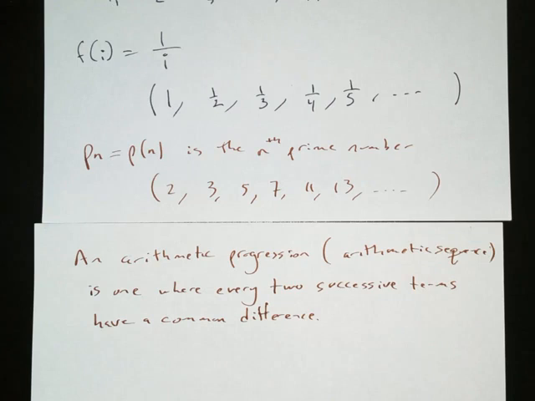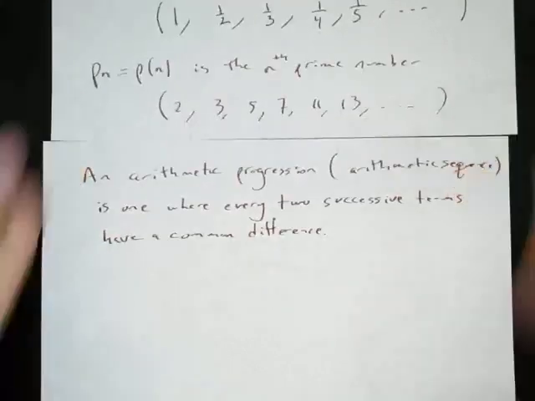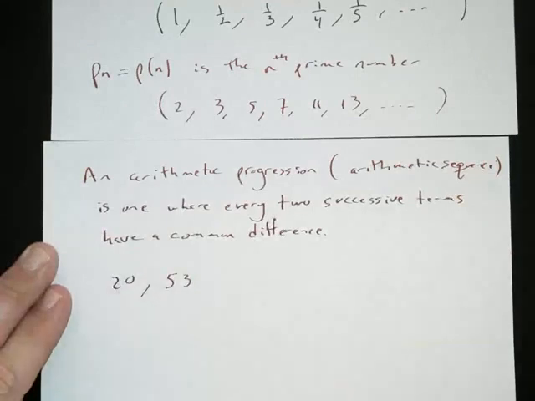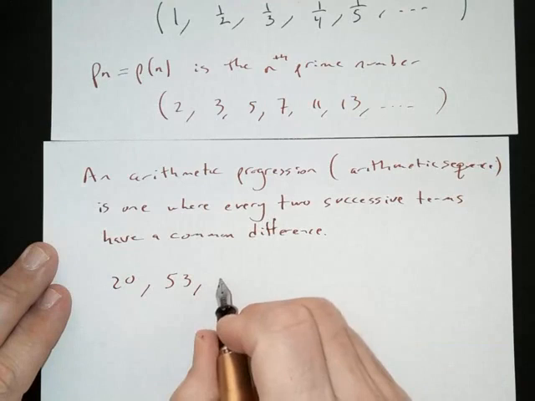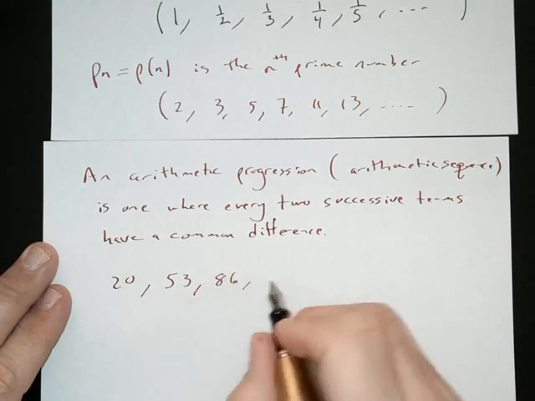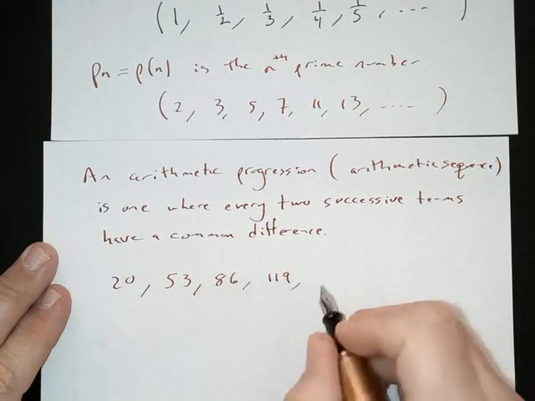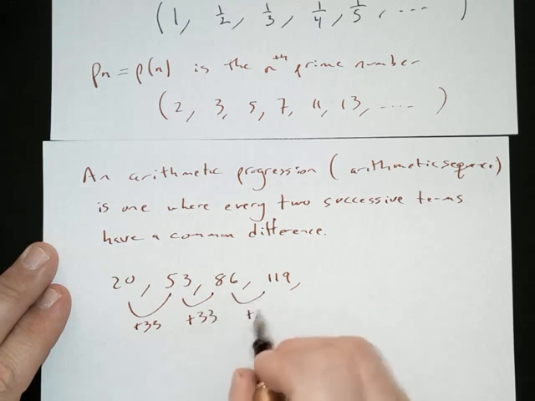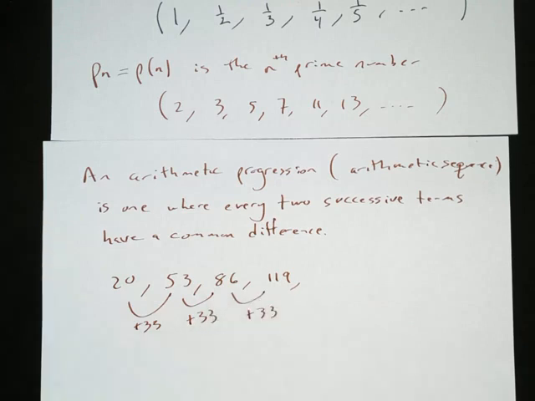Seth, give me a number. 20. Kari, give me another number. 33. Okay, so I could say we're going to start at 20 and we're going to go up by 33 every time. From here to here, I added 33. From here to here, I added 33. Right?